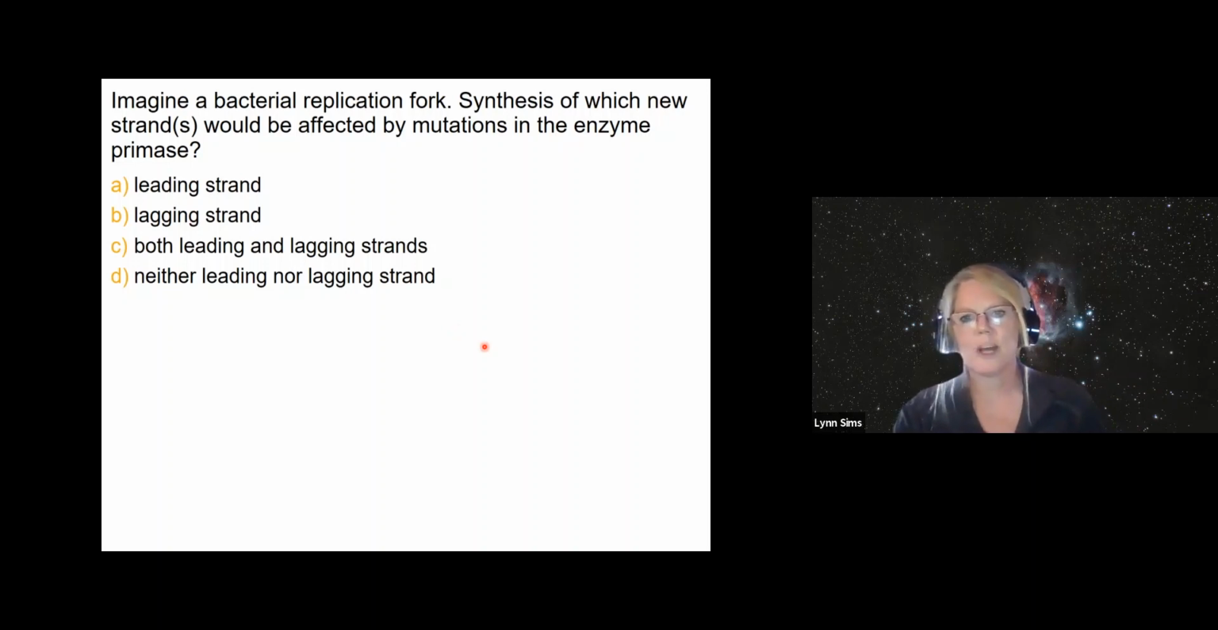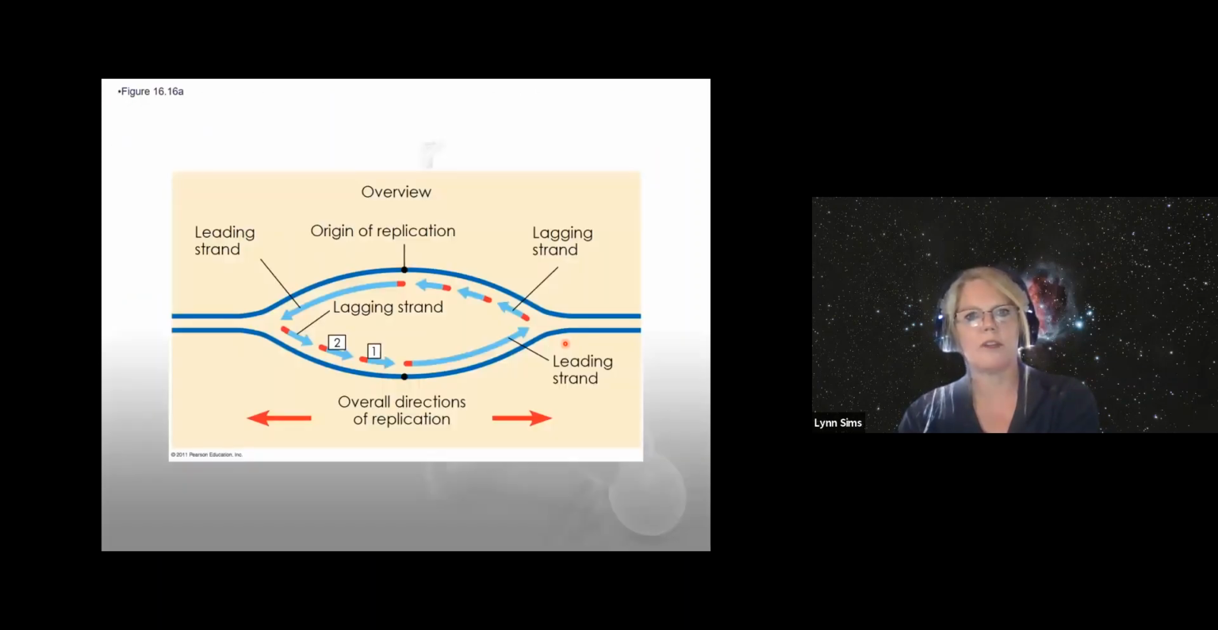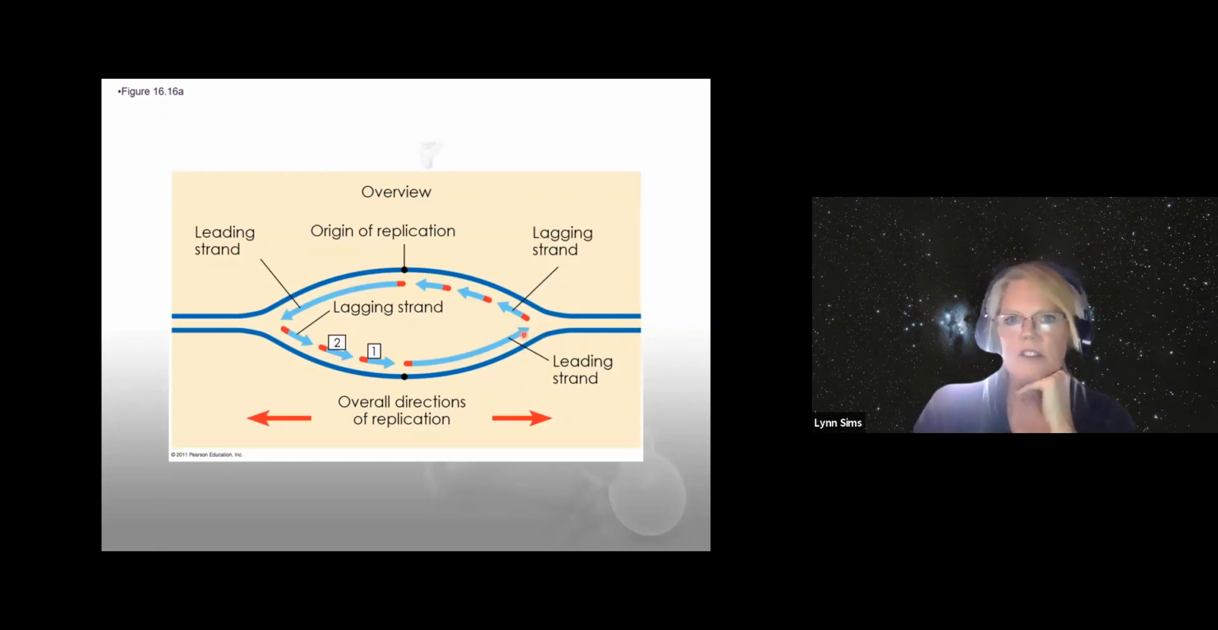All right, so I'm going to go ahead and stop the sharing right here. So again, it should be C. And let's go back to this picture right here. Remember, primase is the enzyme that adds the primer to get DNA replication started. And you can see primase has a function in the leading strand and the lagging strand. More so in the lagging strand, however, if primase was mutated, it would affect both. Okay, so I hope that makes sense to everyone.